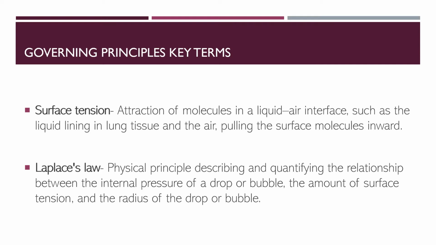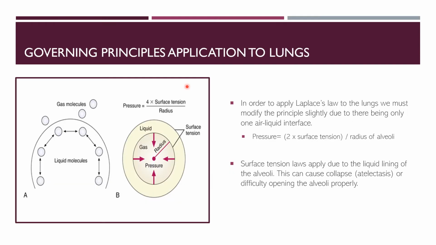On the next slide, I have a diagram that demonstrates Laplace's law. So as you can see here, we have a representation of Laplace's law, which is pressure equals 4 times the surface tension over the radius. But this more so applies to blood vessels. In order for it to apply to the lungs, we have to look at it as pressure equals 2 times the surface tension divided by the radius of the alveoli.